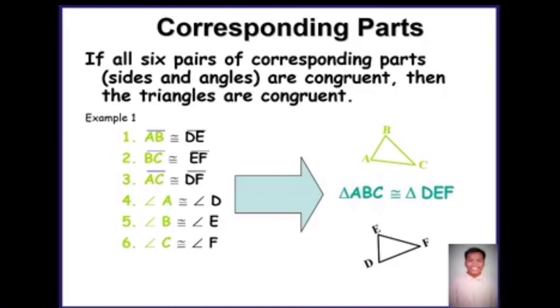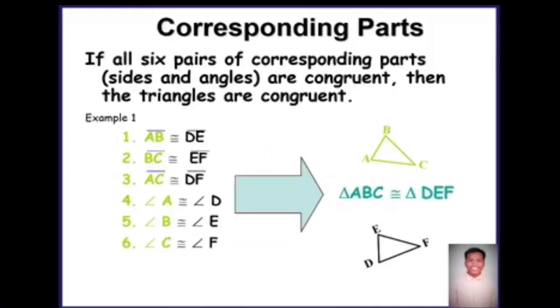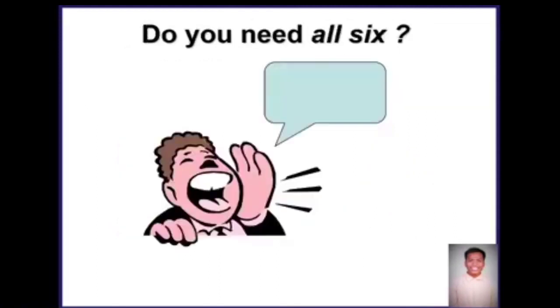Alright, but the question there, do you need all six? So kailangan ba, do we have to meet these six conditions, that the three pairs of sides and the three pairs of angles should be congruent, so that we can say that the two triangles are congruent? Do you need? The answer is no.